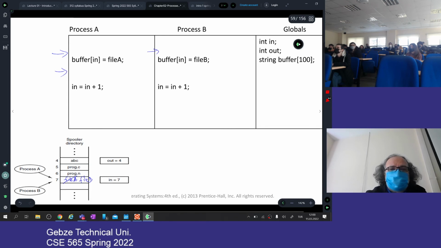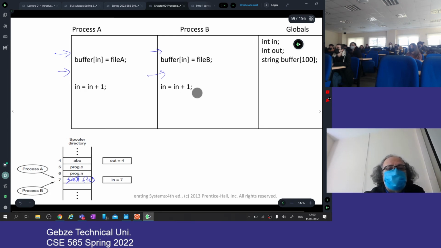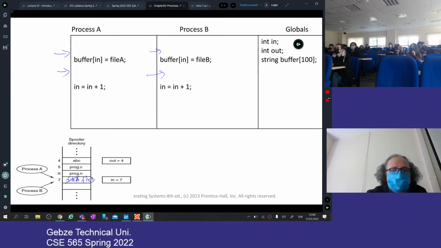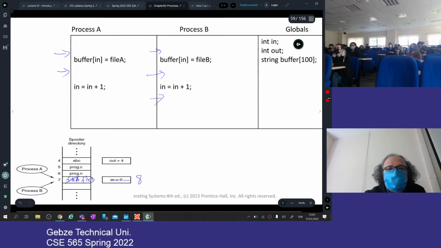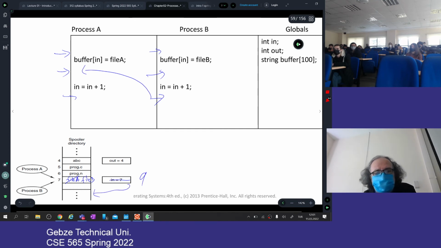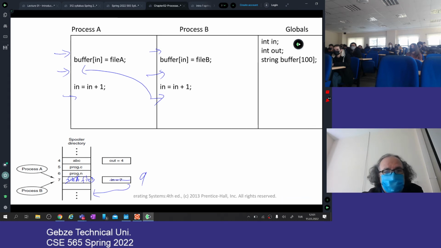And then I increment in by 1, so in becomes 8. When I come here, a switch happened again. Whenever the switch happened, I come to this position and increment in again. In became 9, so in is pointing to this location. So what happened? What's going to happen now?